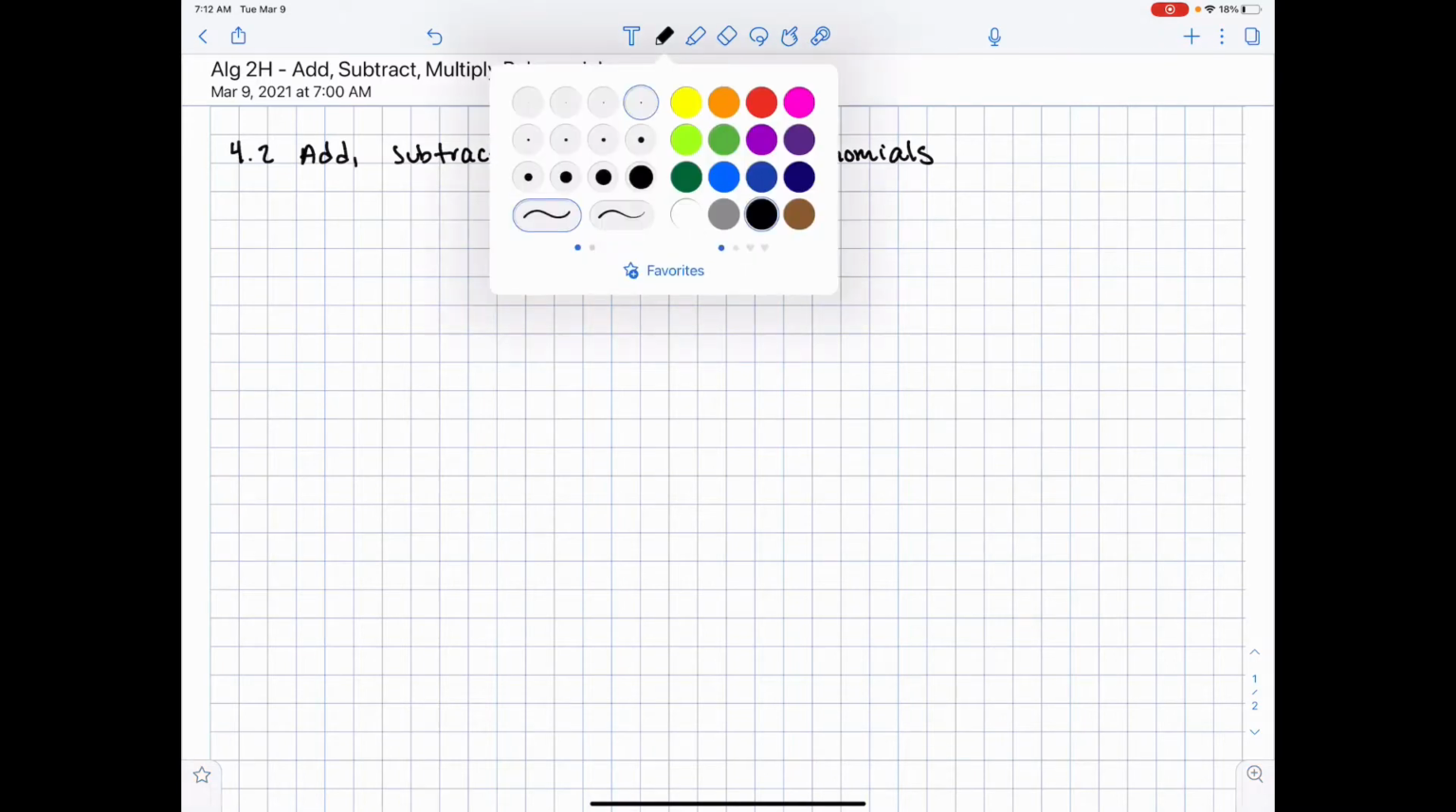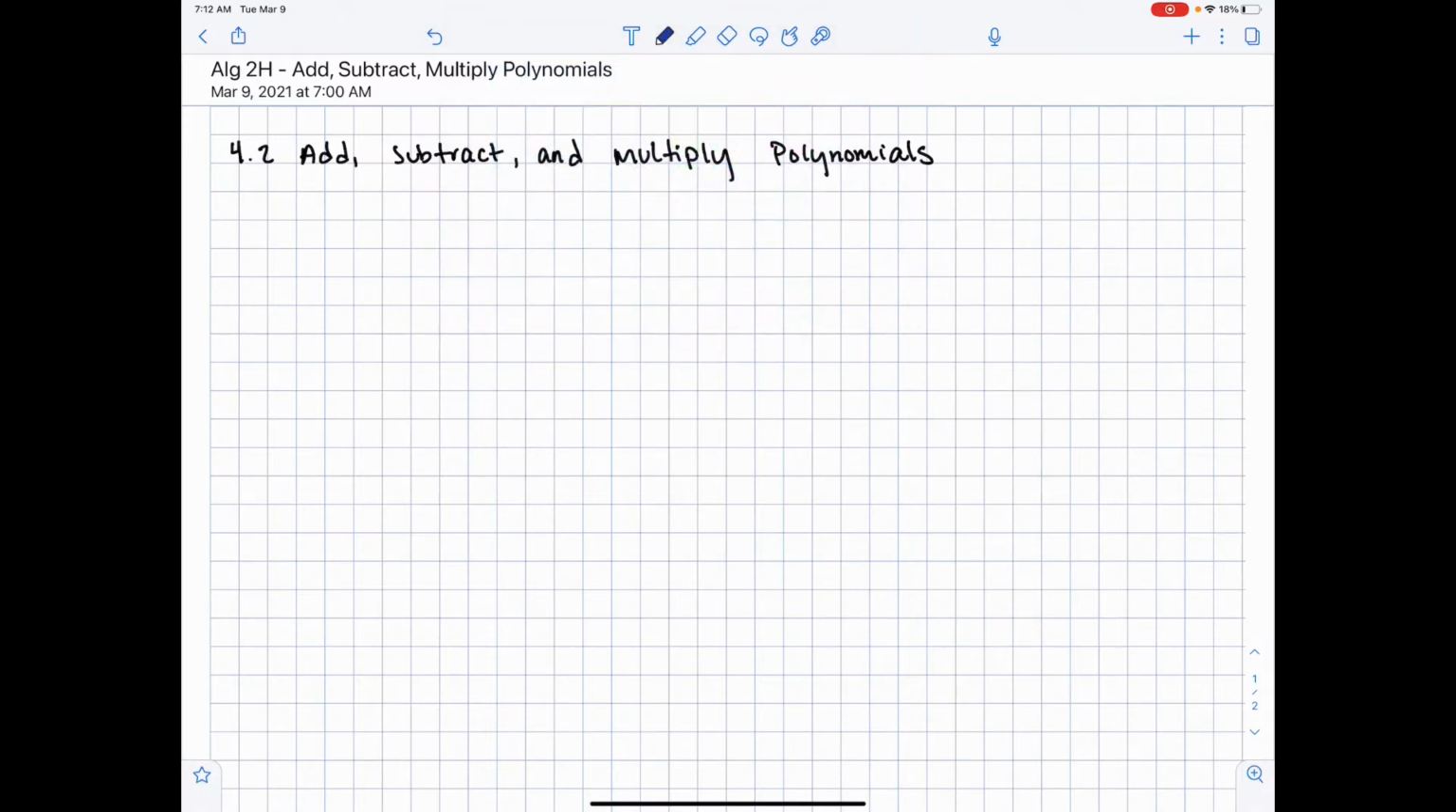Okay, Algebra 2, let's go ahead and add, subtract, and multiply polynomials. A whole bunch of this you've been doing before. You've added polynomials lots of times. We're just going to start with your example 1 here.